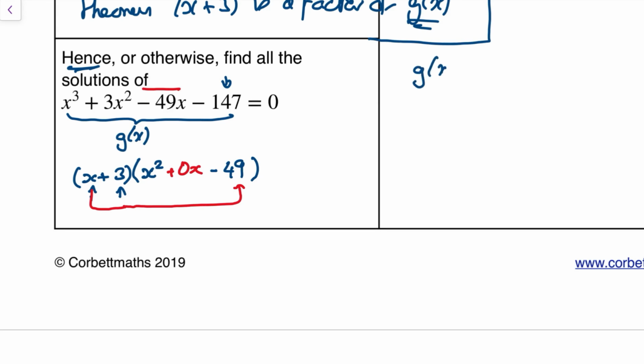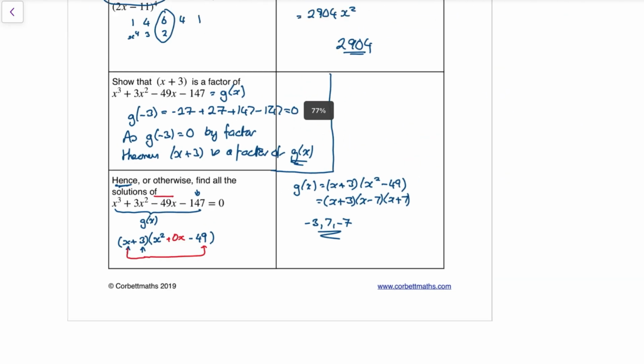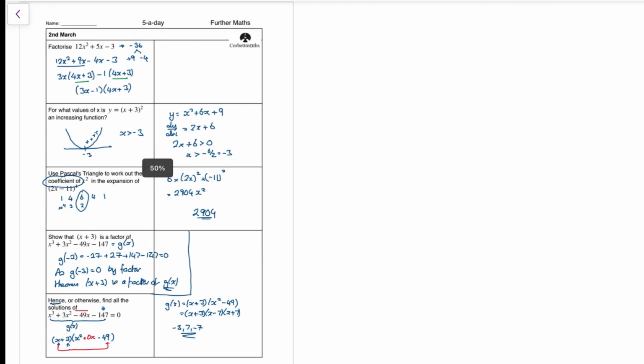Okay. So therefore my g of x is equal to x plus 3 and then x squared minus 49, which I can go a stage further and say is x plus 3, x minus 7, difference of two squares, x plus 7, which means the answer to my question, because it wanted the solution, is going to be minus 3, 7, and minus 7. And that is my answer to that question. Really nice sort of ending question. I like that question at the end.